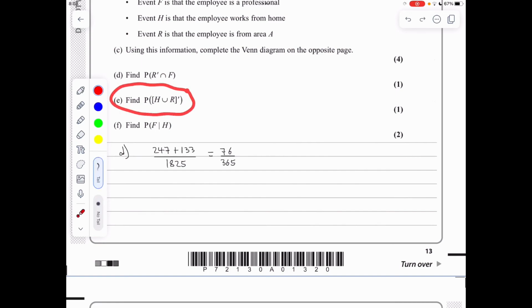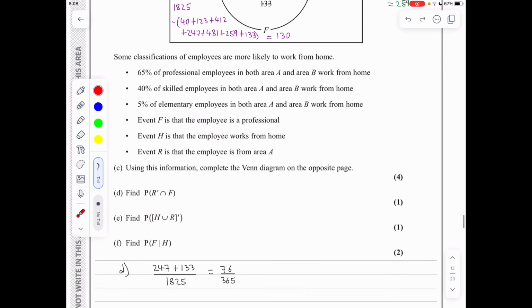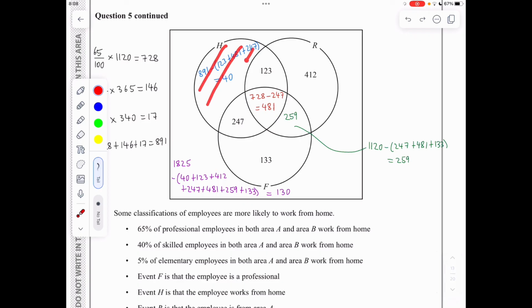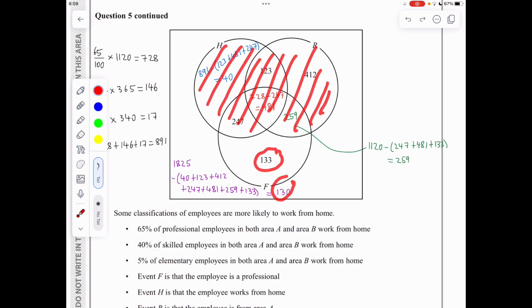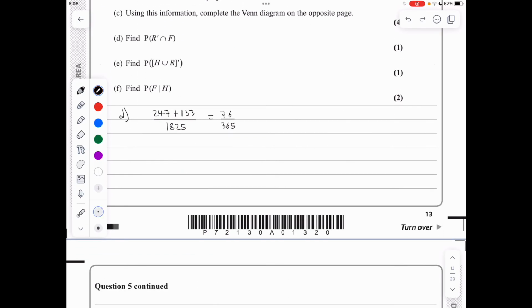In E, we need to find the probability of H union R dash. So H union R is all of this, so either H or R or both. And the dash means the complement, which means outside, and outside of this shaded region is simply the 133 and the 130. So for part E, I will simply be doing 133 plus 130 over 1825, and this gives 263 over 1825.